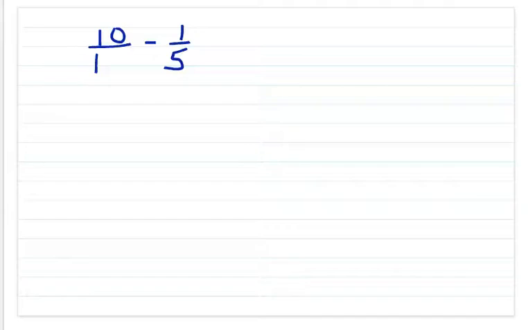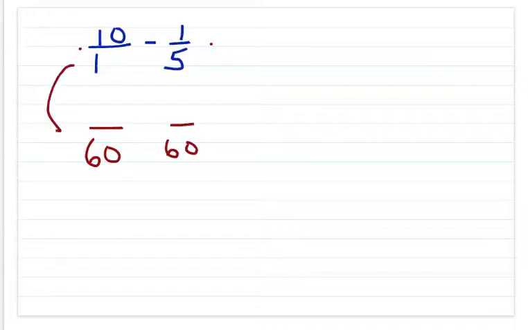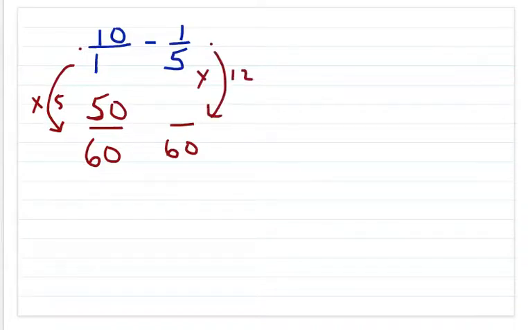So 12 times 5 is 60. So I'm going to rename, step 2, rename both of these fractions right here as fractions over 60. So how did I go from 12 to 60? I multiplied by 5. So 10 times 5 is 50. And how did I go from 5 to 60? I multiplied by 12. So 1 times 12 is 12.